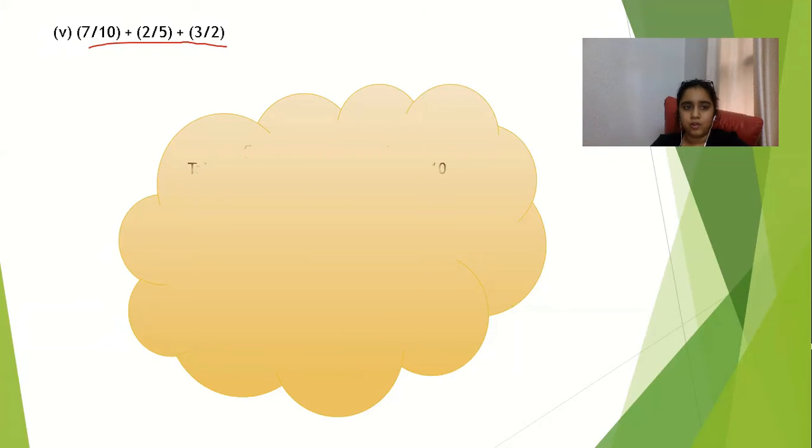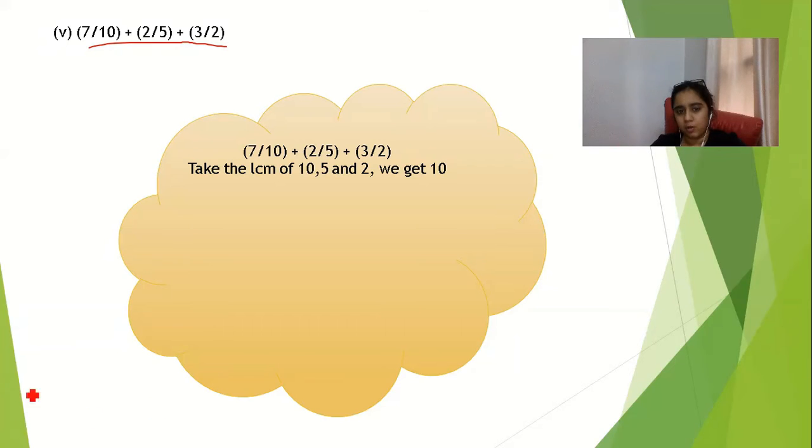So we will take the LCM of the denominator values. Here the denominator values are 10, 5 and 2. If we take the LCM of 10, 5 and 2, we will get the answer 10. I will show you how to take the LCM of 10, 5 and 2.